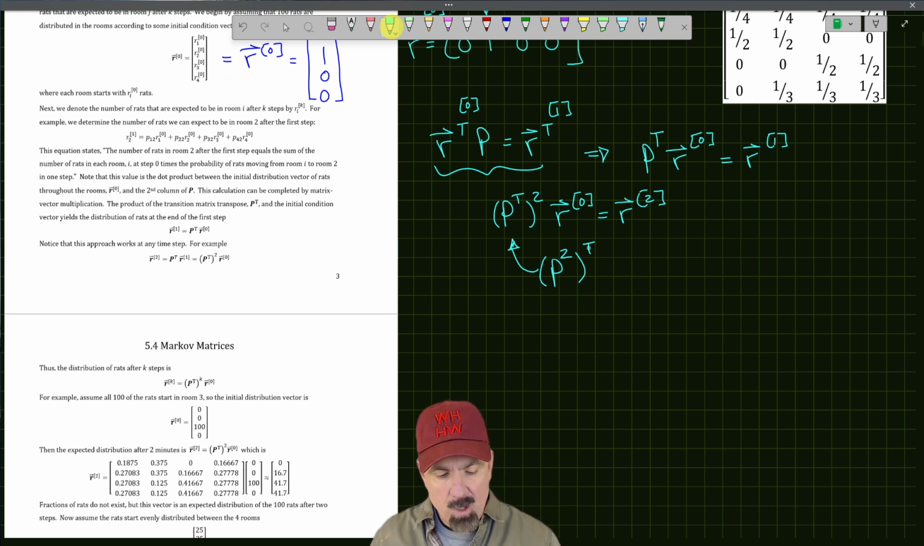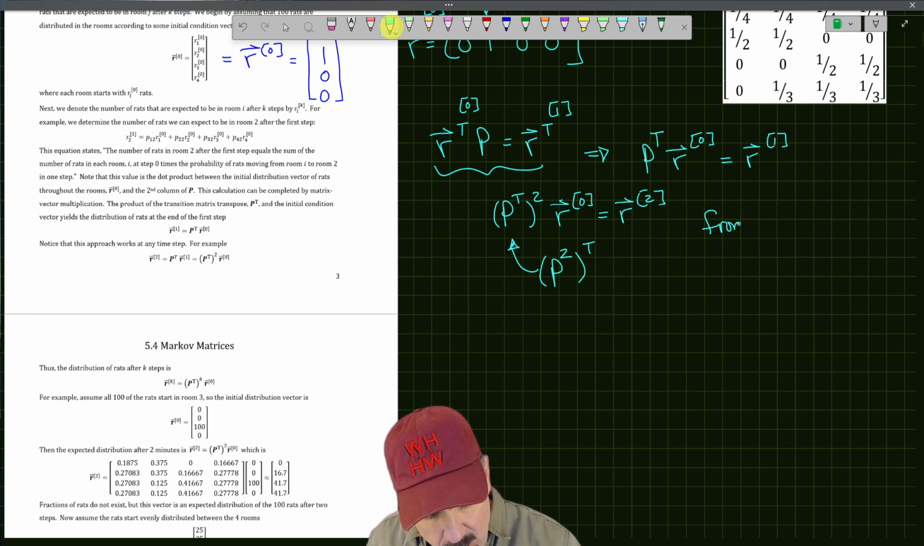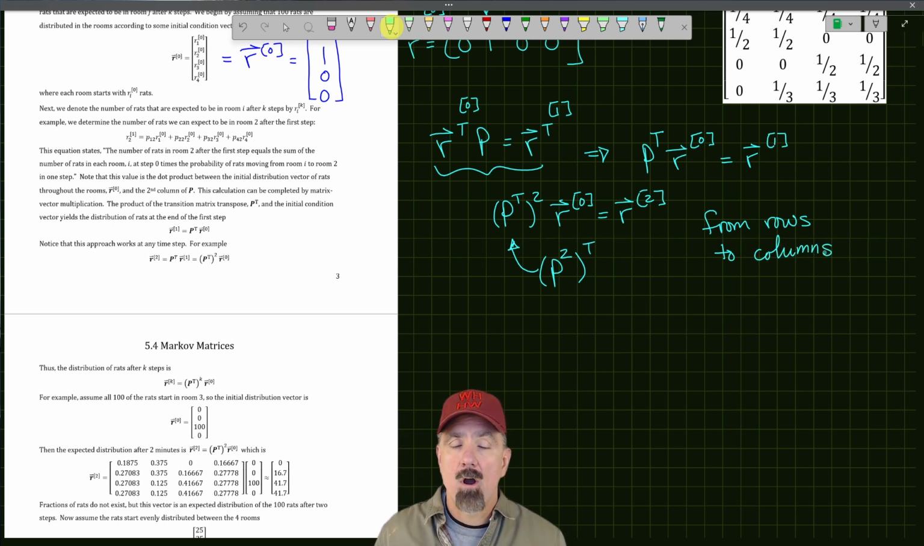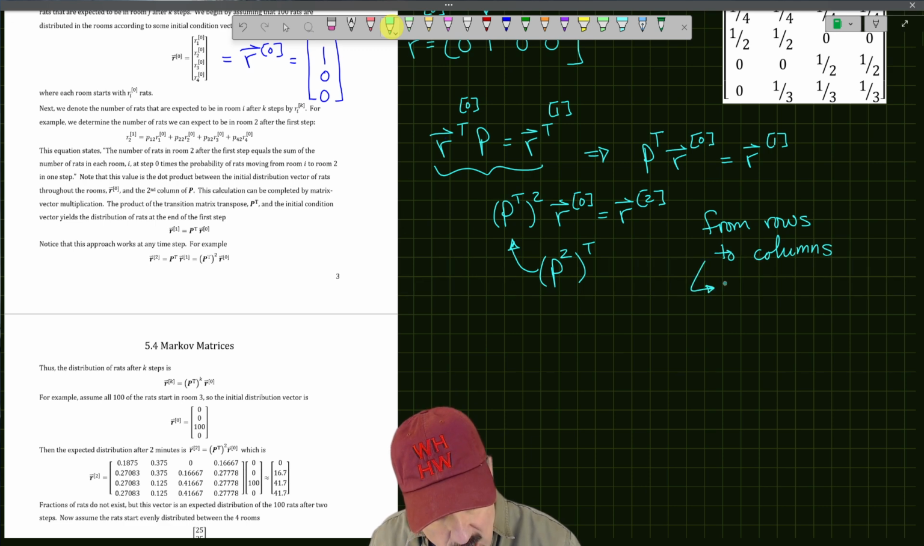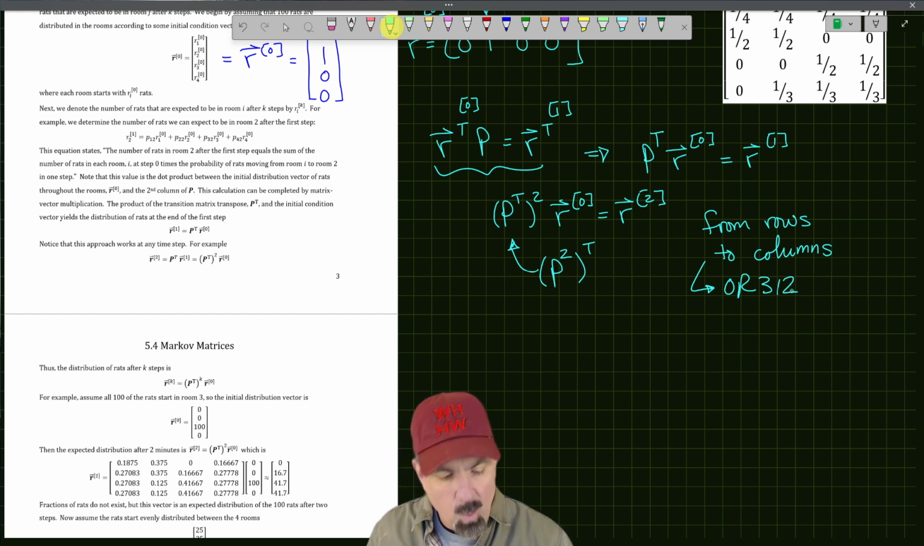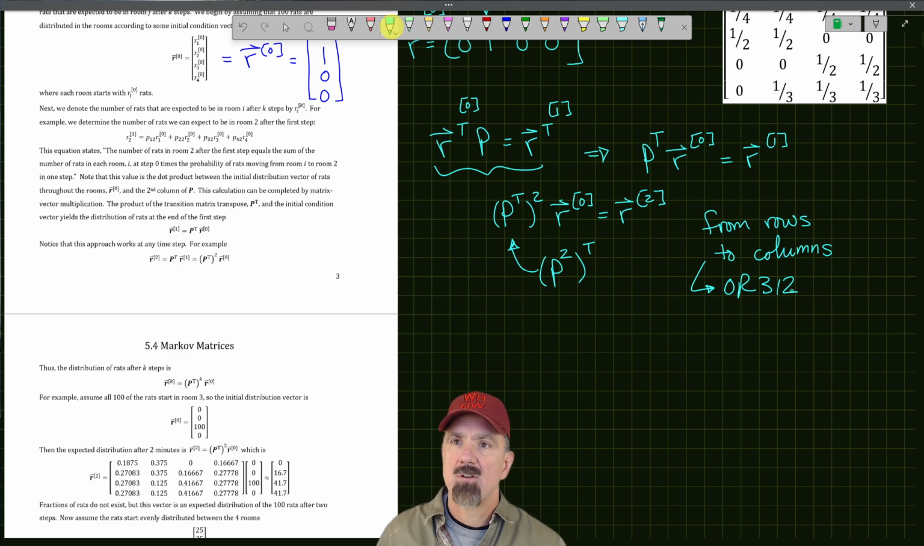Again, the reason that we're going from rows to columns is because that's how the OR312 class does it and how most people do it. Strang does it the opposite, but we're not really using Strang's textbook for this topic, so it doesn't matter. The little bit that he talks about Markov matrices isn't really germane to our conversation. We're doing it this way so that we match up with the OR312 way of representing from the rows to the columns, and that will become more clear as we look at Markov matrices.